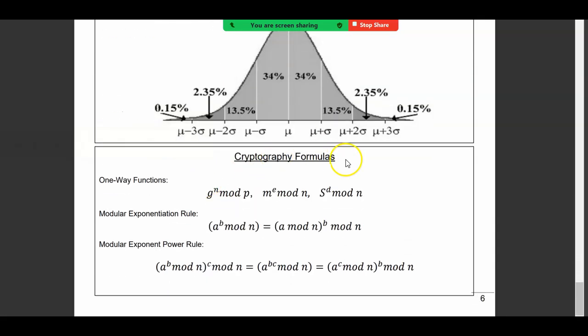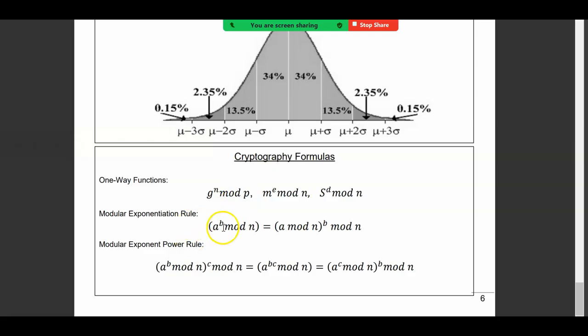Here's the cryptography formulas. So we have G to the N mod P, M to the E mod N, S for the message that you need to decrypt to the D mod N. So these are for the RSA. Take the message, encrypt it. Take the S, I don't know what the S stands for, and decrypt it. And G to the N mod P, the other one that's not given, is the exchange value, EV to the N mod P. So you want to know that as well.